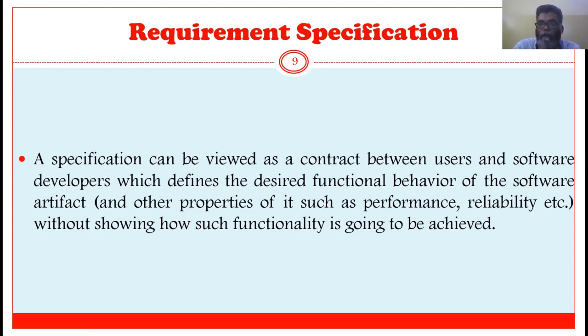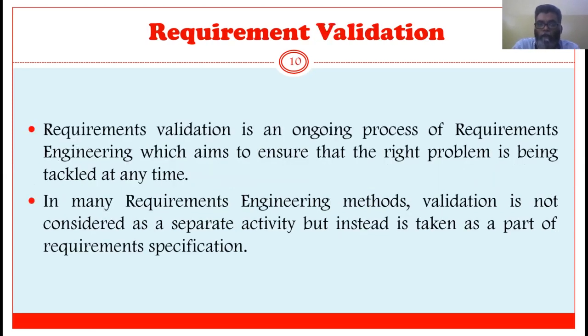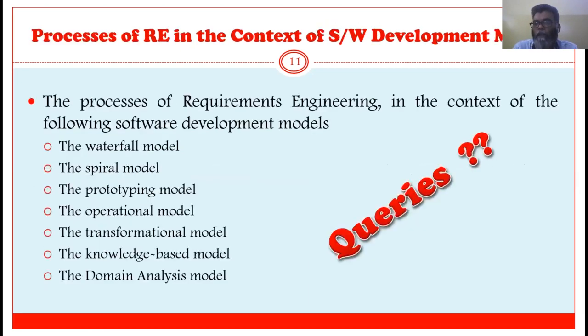Then comes requirement validation. It's an ongoing process of requirement engineering, from the start till the end, from scratch till implementation, which aims to ensure that the right problem is being tackled at any time. In many requirement engineering methods, validation is not considered a separate activity, but is instead taken as a part of the requirement specification.